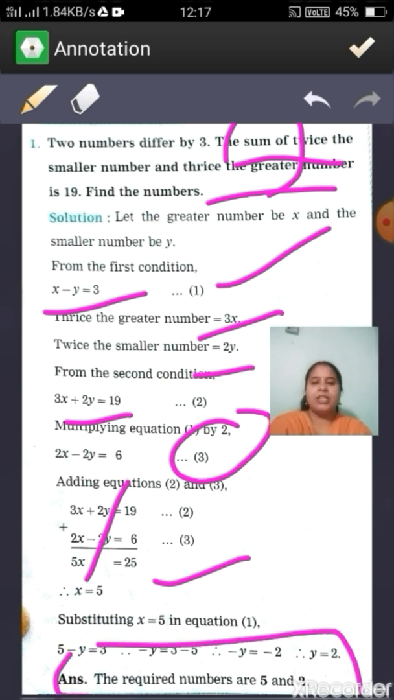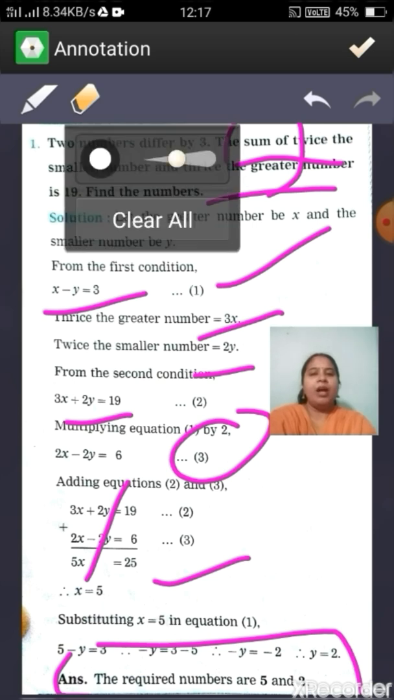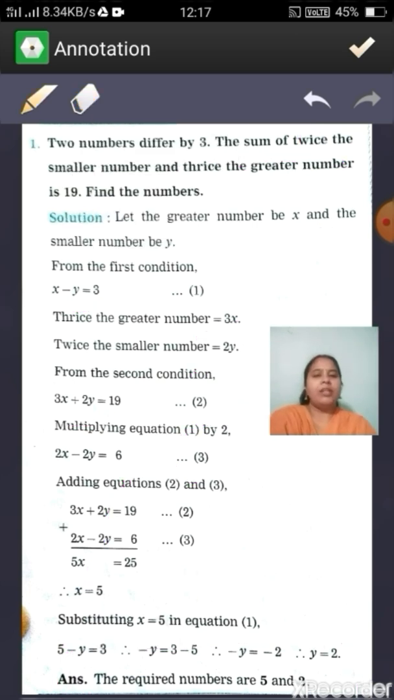The final answer is, the required two numbers are 5 and 2. Either you write two numbers as 5 and 2, or you write the greater number is equal to 5 and the smaller number is equal to 2. I hope each and every step of this is understood to you.